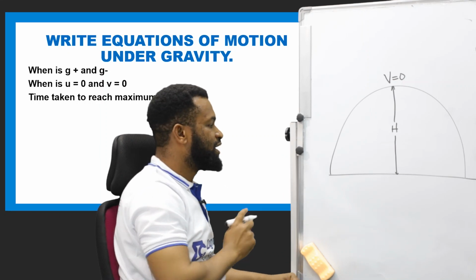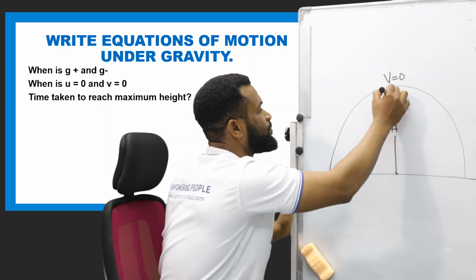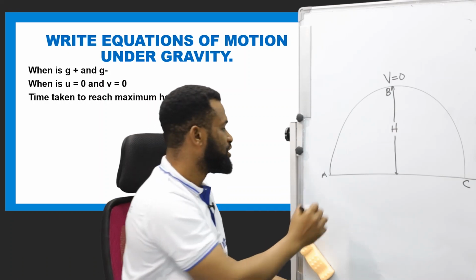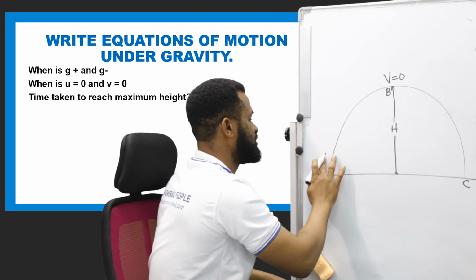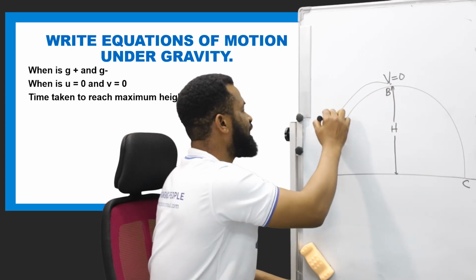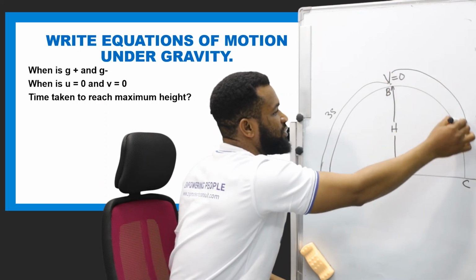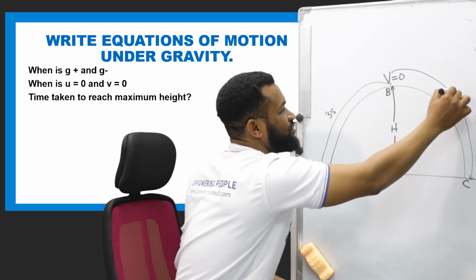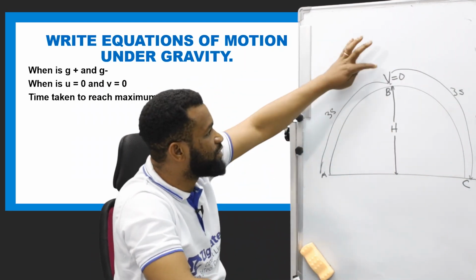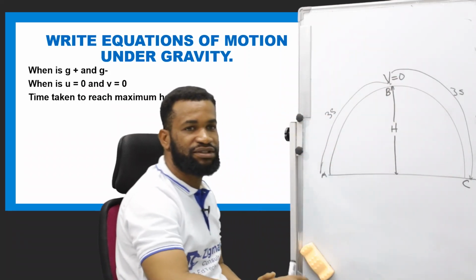And the time it takes to go from A, let me call this place point A, let me call this place point B, and this is point C. These are 3 stages of this motion. The body moves from point A up to point B. If the time here is 3 seconds, then the time from here until it gets to this place is another 3 seconds. So what am I saying? The time taken to reach the maximum height is half of the time it takes to go from here down to this place. So they are the same thing.